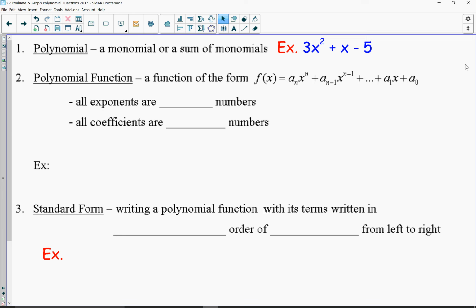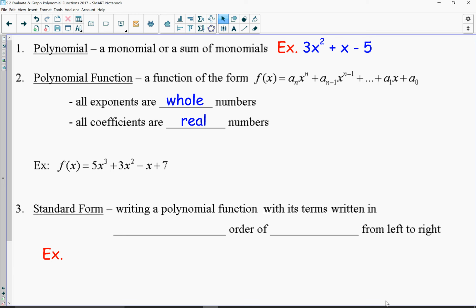A polynomial function is a polynomial that has all exponents that are whole numbers, meaning they are all positive, no fractions, no decimals, and all of the coefficients are real numbers. So there's no imaginaries like we had looked at last chapter. So an example of a polynomial function here.